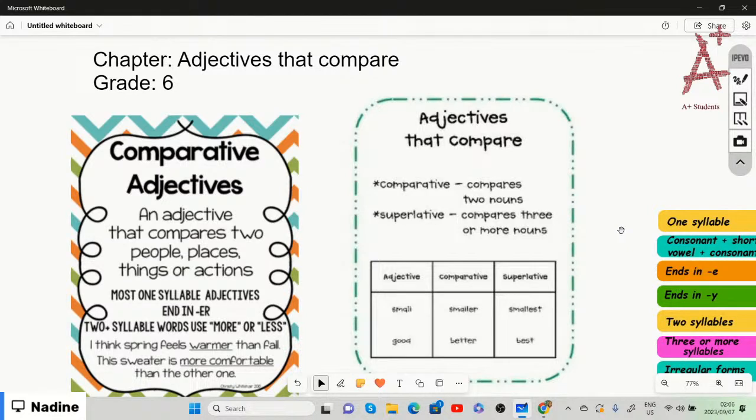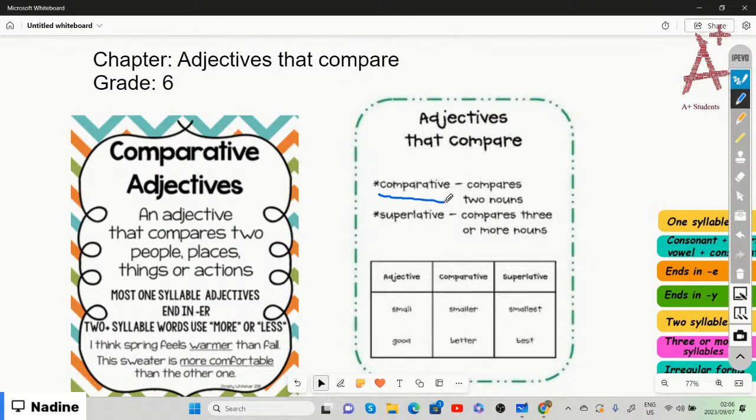And then we have superlative adjectives. And with superlative adjectives, we compare three or more nouns. To an extent, with a superlative adjective you can compare three or more, or let's say compare yourself to the rest of the class, all of the boys, all of the girls, for example.